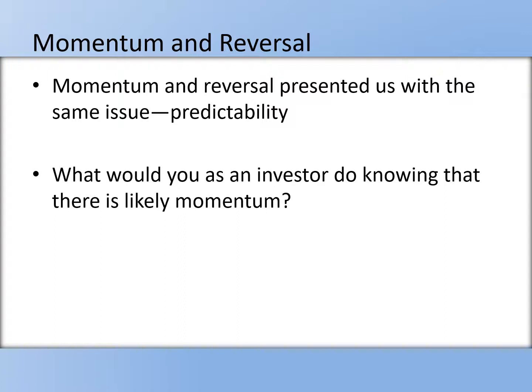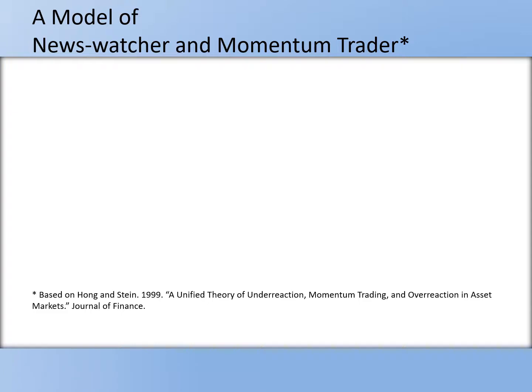So how do you explain the existence of momentum? One way you can explain why momentum might exist is that you can imagine a world where you have two groups of investors. One group is called news watchers, and the other would be momentum traders.